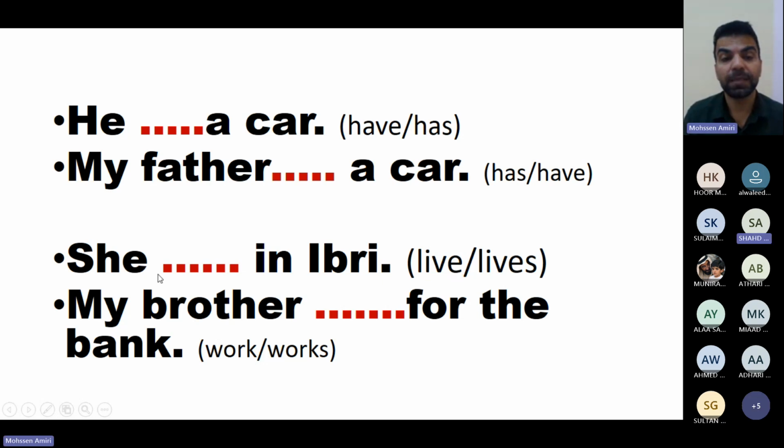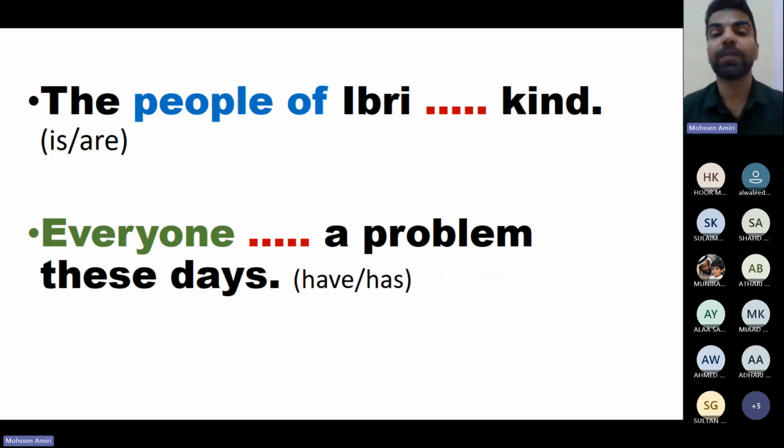The verb will get live or lives? Lives. Very good. My brother works. There you are. Very fast. Okay. The people of Ibri are. Are. Very good.